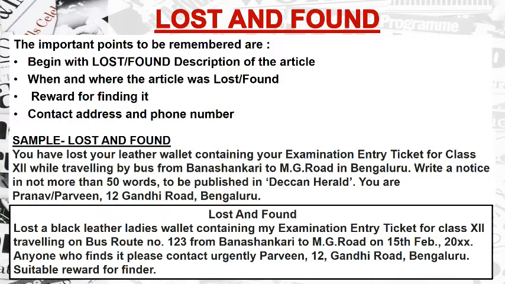Next category, lost and found. A person who has found an unclaimed article or who has lost any article can write this advertisement. The important points to be remembered are: begin with lost or found, heading, then when and where the article was lost or found, reward for finding it, and then contact address and phone number. Let us see the sample also.